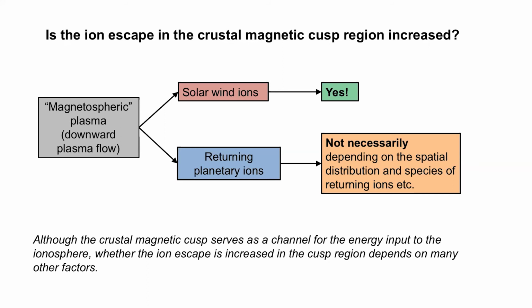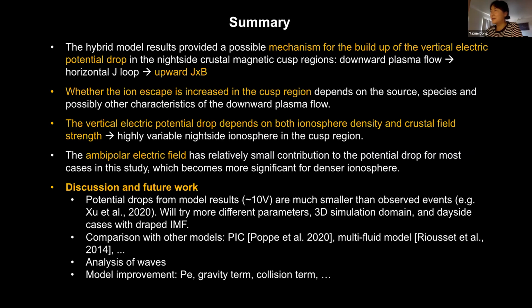But if these returning ion fluxes are associated with the cusp region, then we cannot really say that the ion escape in the crustal magnetic cusp region is increased. So in summary, although the crustal magnetic cusp serves as a channel for the energy input into the ionosphere, whether the ion escape in this region is increased really depends on many other factors too. I think I'll leave my summary here and take any questions. Thank you.